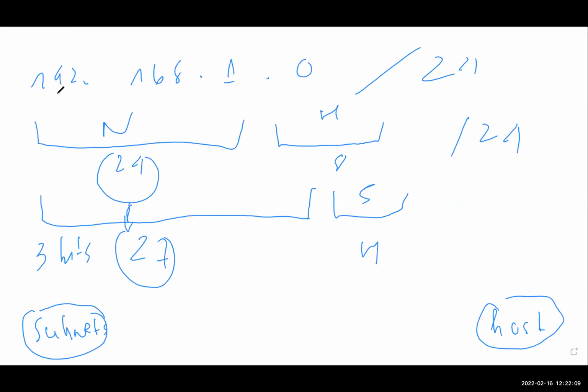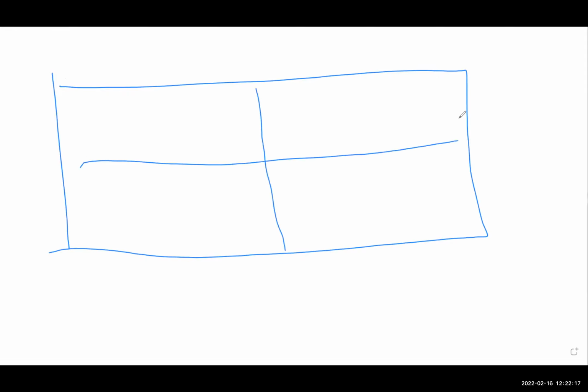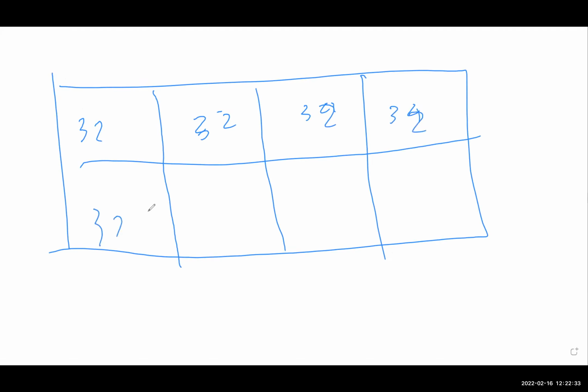At the beginning, I have the huge network here, right? So now I break it down into 8 parts. I have 32 for this one, 32 for this one, 32 for this one, and 32 for this one. Sorry, 32, 32, 32, and 32 here.